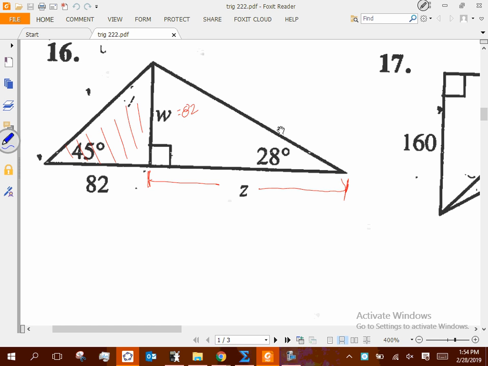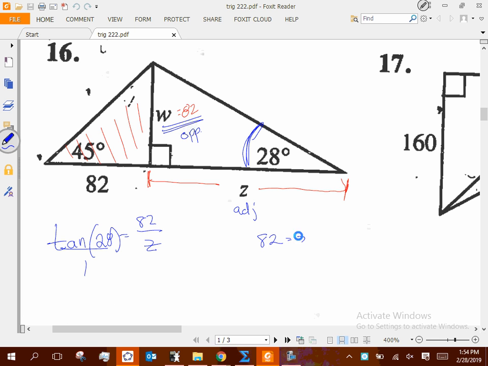We have to go that side, that angle produces this side, which would be what to it? Opposite, and Z would be the adjacent. So you're going to use a tangent. So say tangent of 28 is equal to 82 over Z, right? Cross multiply, you get 82 equals Z tangent 28, right? Now what?